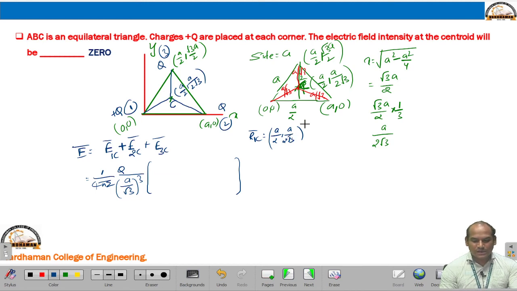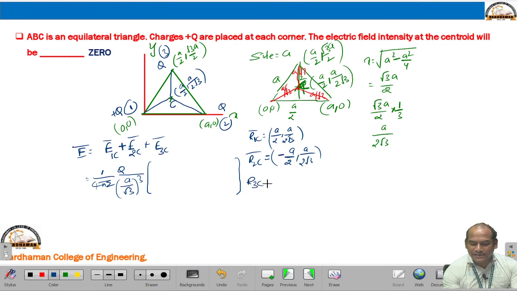Next R2C, the distance vector between the centroid and the second charge. The second charge is at A comma 0, that is the source position, and the observation position is A by 2 comma A by 2 root 3. So the difference between these two is A by 2 minus A, that is minus A by 2, comma A by 2 root 3 minus 0, that is A by 2 root 3. So we get this.